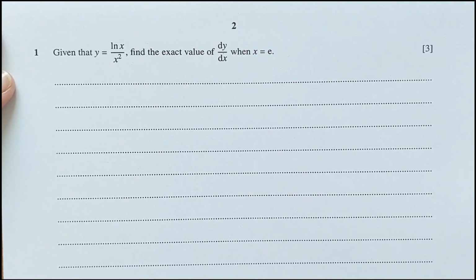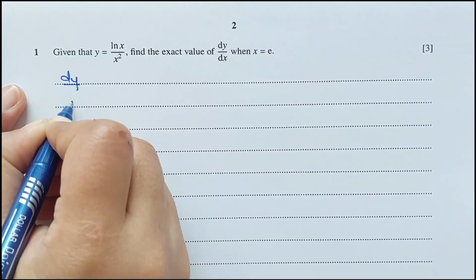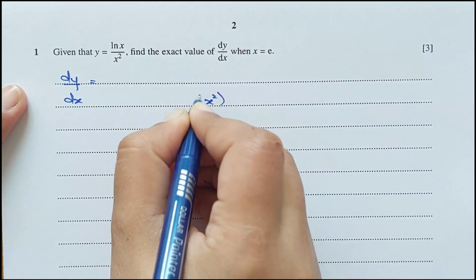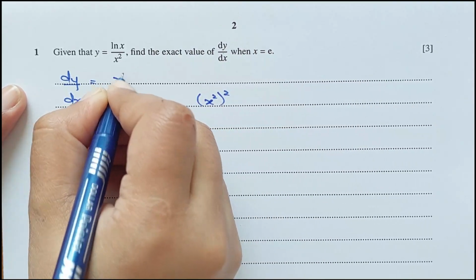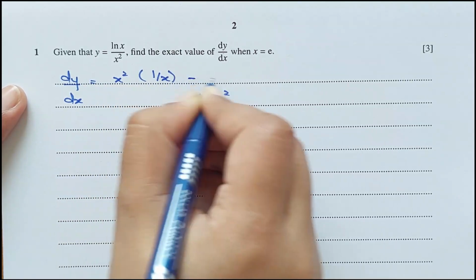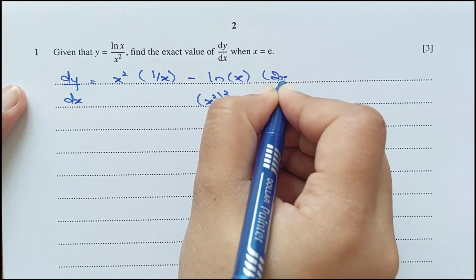Question number 1: given that y equals ln of x over x square, find the exact value of dy over dx when x is equal to e. We can use the quotient rule. Let me find dy over dx. The denominator function squared; the denominator function times the derivative of the numerator function, which is 1 over x, minus the numerator function, ln of x, times the derivative of the denominator function, which is 2x.